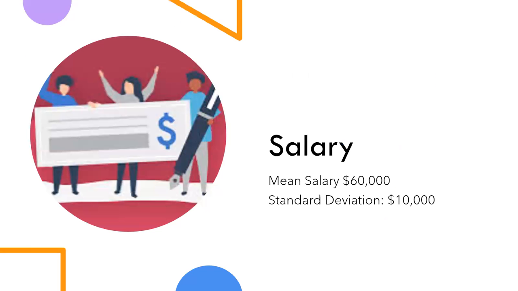So what we have found in the data set is that the average salary is $60,000, and the standard deviation of the entire data set is $10,000. So they could be 50,000, they could be up to 70,000, but that's standard.